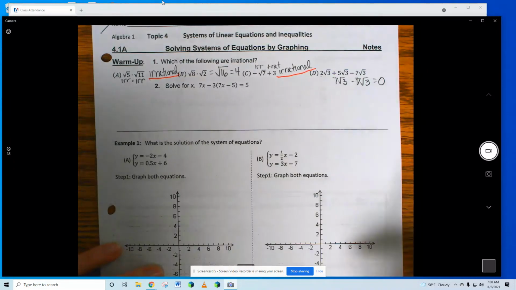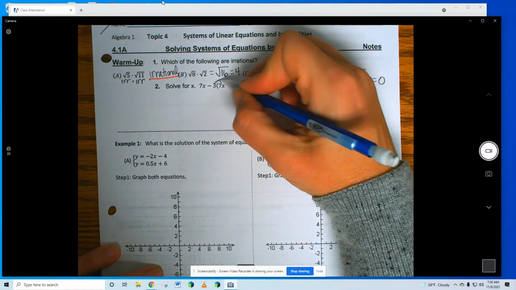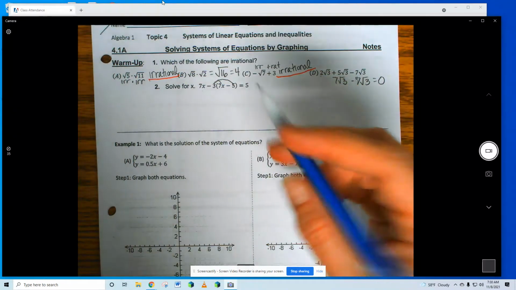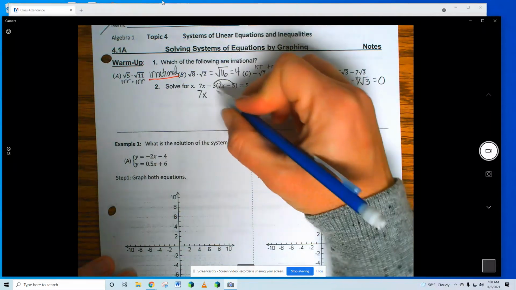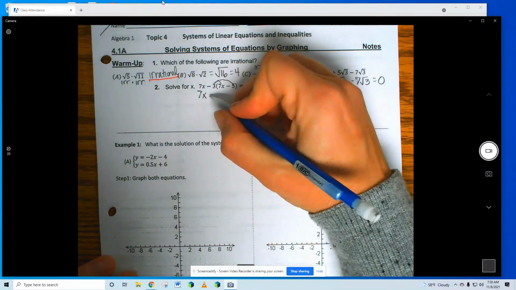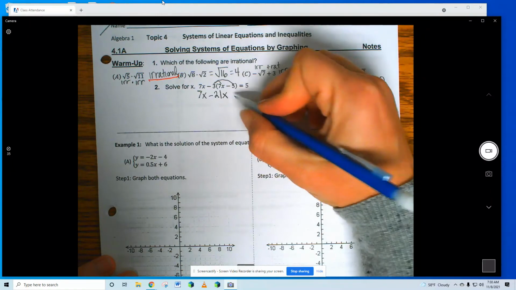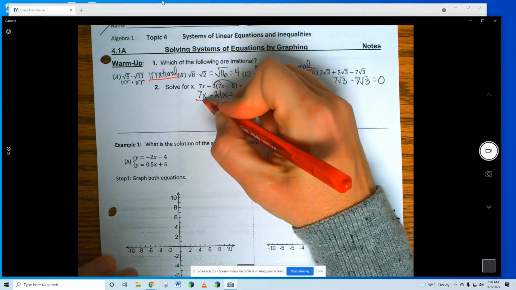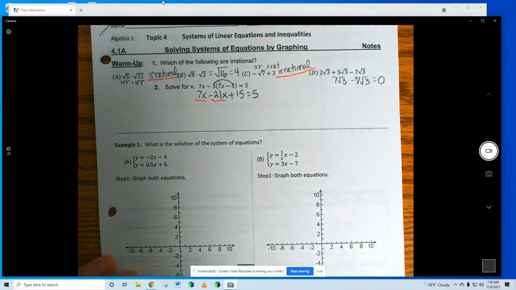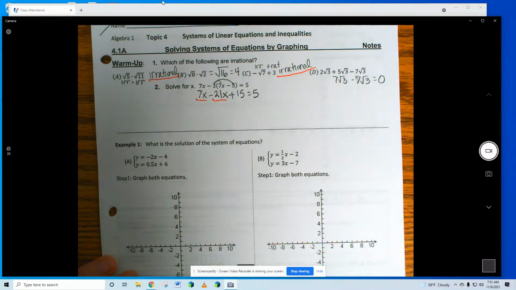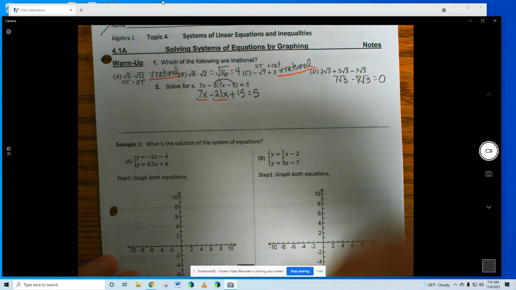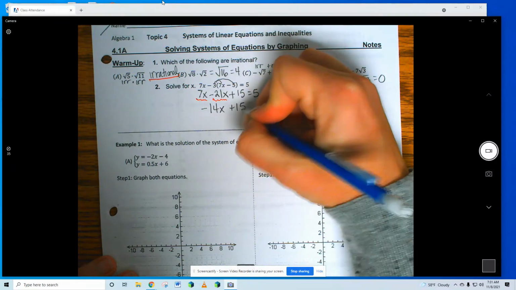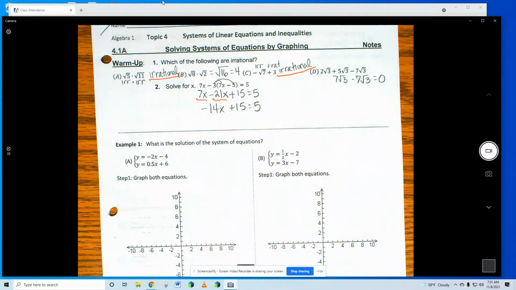Solving for x. Let's make sure you did not forget. Keep the 7x there in front. Then distribute. Minus 21x plus 15 equals 5. I'm going to combine like terms. 7 take away 21. Negative 14x plus 15 equals 5.